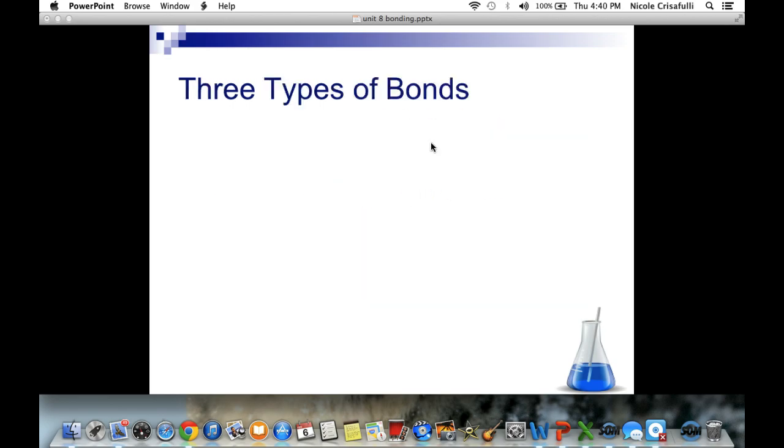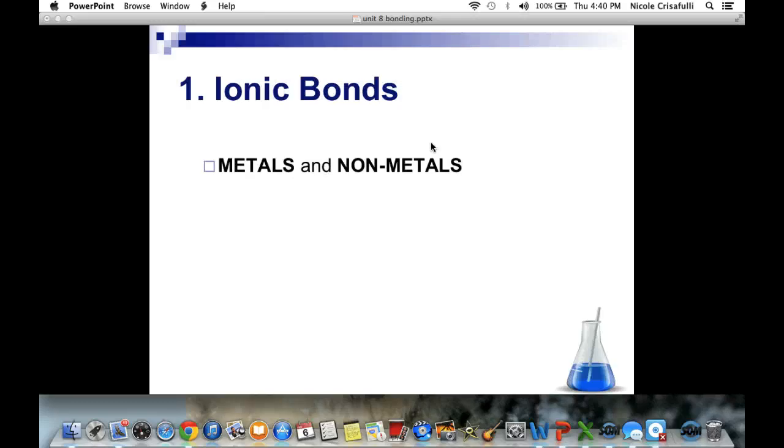All right, let's continue. There are 3 types of bonds that we're going to talk about in this section: ionic, covalent, and metallic. So we're going to talk about each of them one by one. Make sure you're filling out your note packets as we go through this. So ionic bonds is the first one. This happens when a metal bonds with a nonmetal.